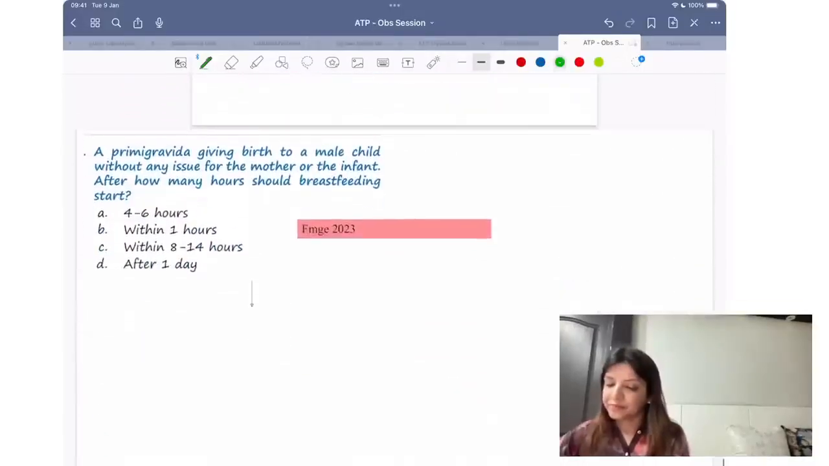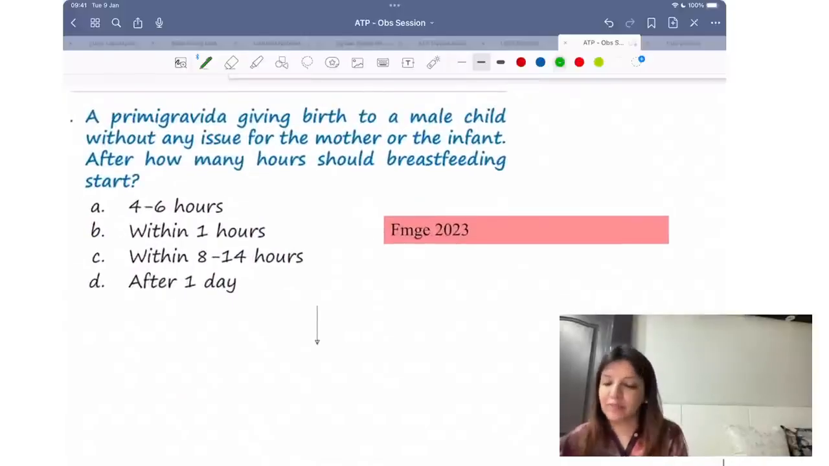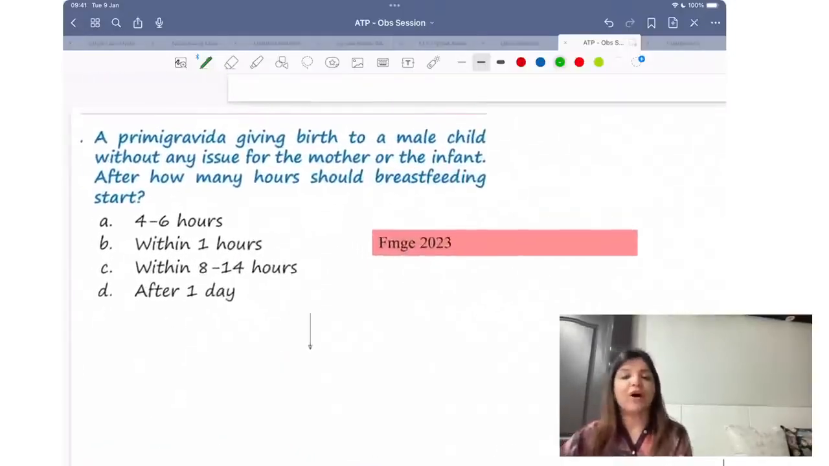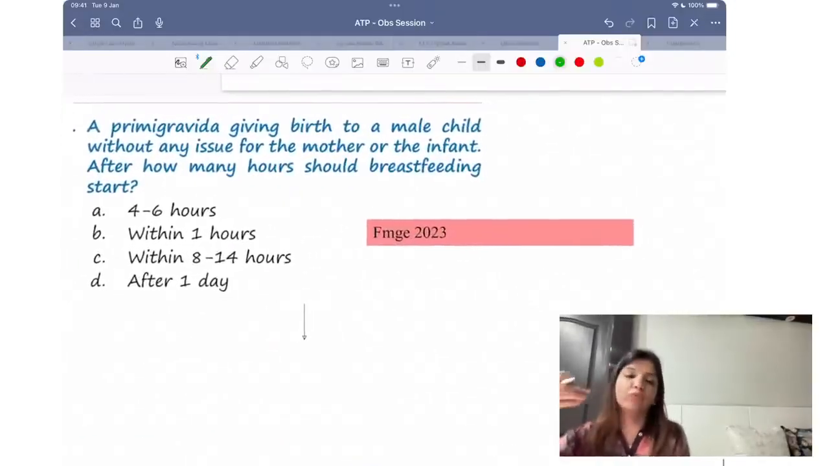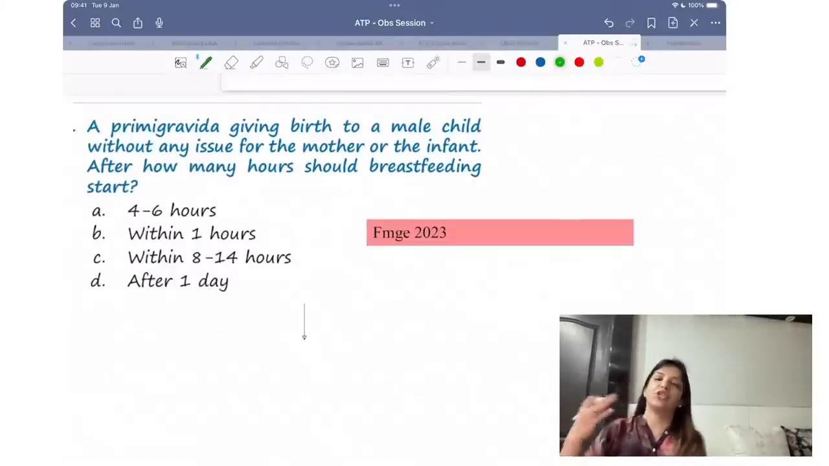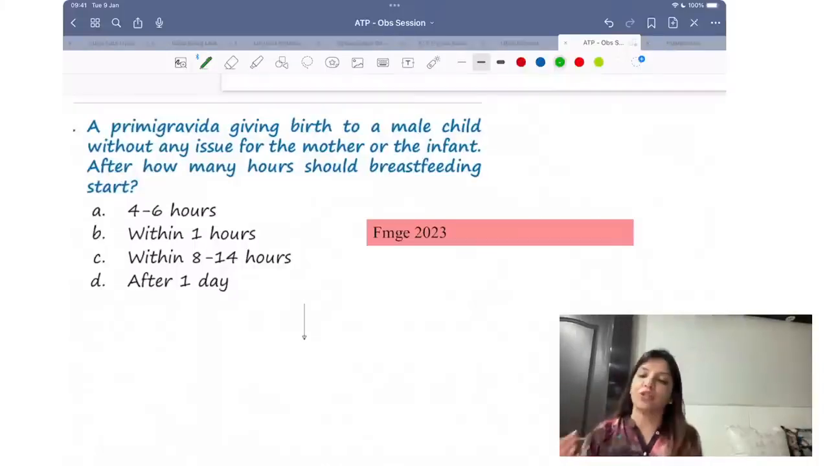Then let's talk a little bit about breastfeeding and the postpartum period. As far as breech and its maneuvers are concerned, they are done in the image-based session. They will be asked in the form of images, and that is why in the image-based session, I'll be revising all the breech maneuvers with you, right?